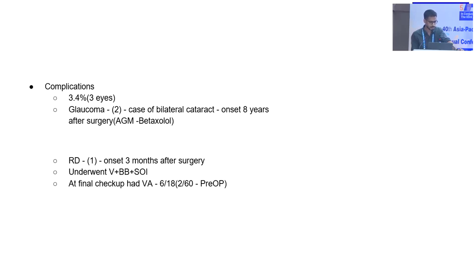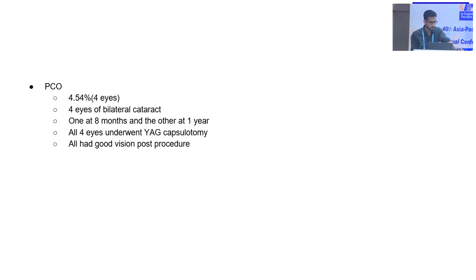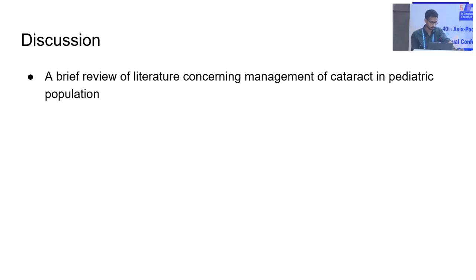One was a case of bilateral cataract and the onset was at 8 years. All the 3 eyes were managed with anti-glaucoma medication, betaxolol. Retinal detachment was seen in one eye. The onset was 3 months after surgery, and that eye underwent vitrectomy with buckle banding and silicone oil implantation, and in final check had a visual acuity of 6/18. And posterior capsular opacification was noted in 4 eyes. These were 4 eyes of bilateral cataract, one at 8 months and the other at 1 year. All 4 eyes underwent YAG capsulotomy and had good vision post-procedure.